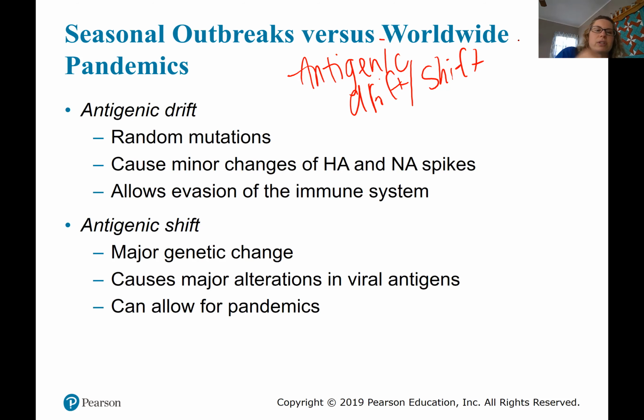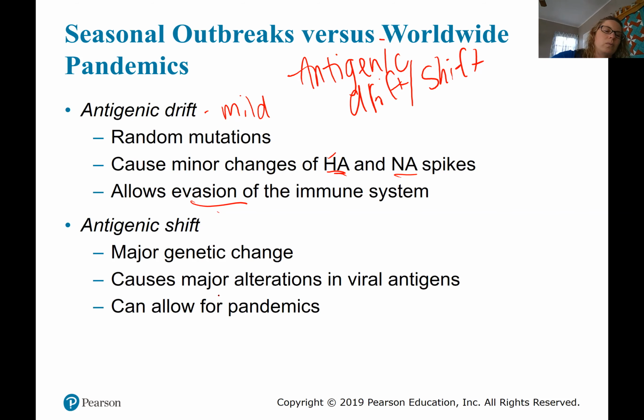Antigenic drift usually results in more mild changes, but it does result in some random mutations that can change minor aspects of the H and the N spikes. And it helps it to be able to evade our immune system, because our immune system is used to some of these other spikes and now it's changed. Okay, that's why we get a new flu vaccine every season.